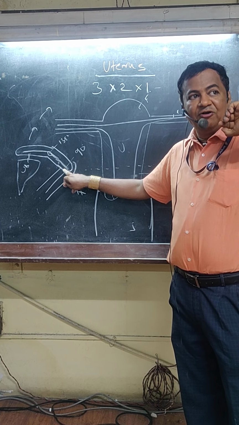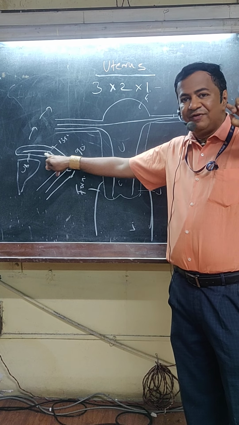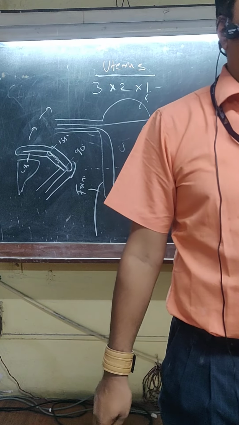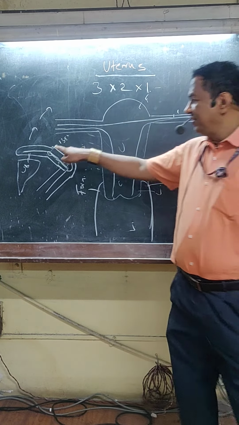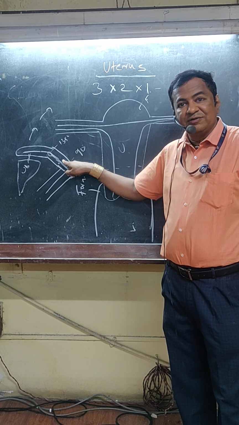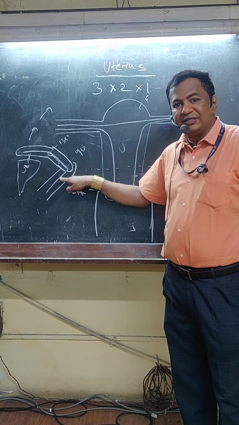Both are angles. Angle of anteversion is how many degrees? 90. Anteflexion is how many degrees? 135. Anteflexion is between the body of the uterus and the cervix, and anteversion is between the cervix and the vagina.